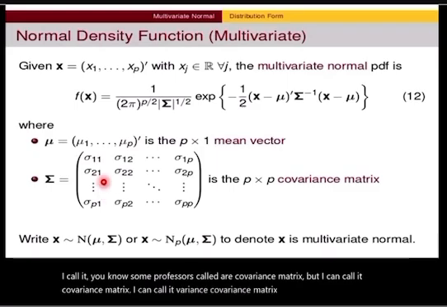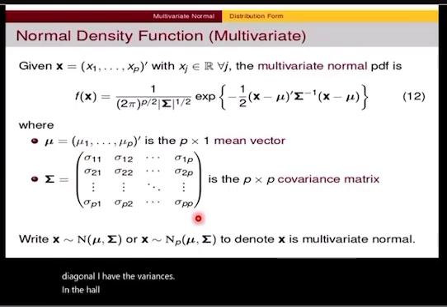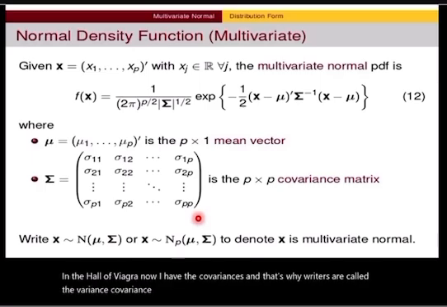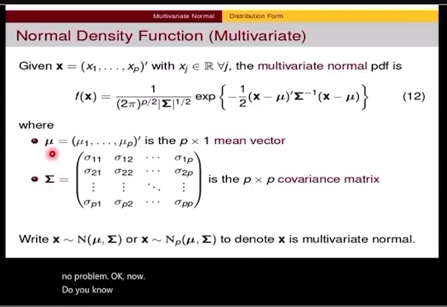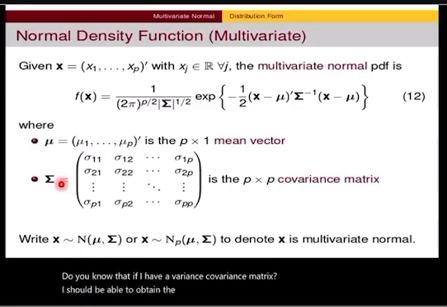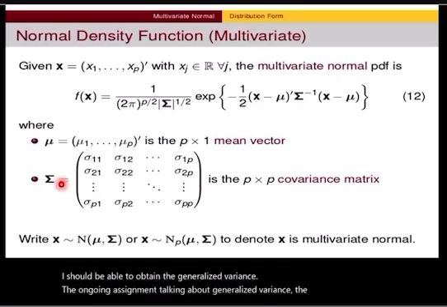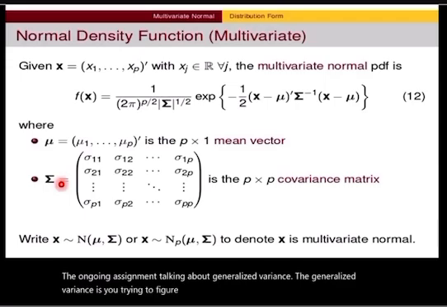Why? Because in the diagonal, I have the variances. In the off diagonal, I have the covariances. And that's why I call it variance covariance matrix. But you can simply call it covariance matrix. That's no problem. Now, do you know that if I have a variance covariance matrix, I should be able to obtain the generalized variance. The ongoing assignment talks about generalized variance. The generalized variance is you trying to figure out the determinant of the variance covariance matrix.